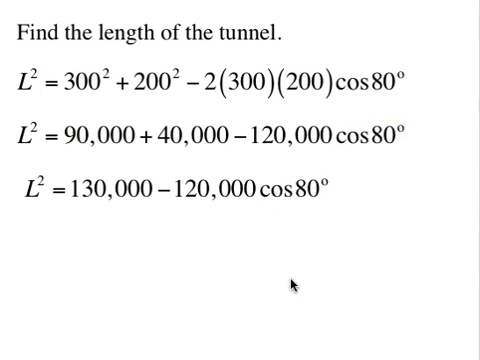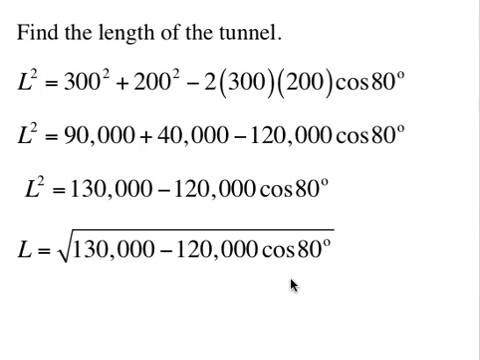90,000 and 40,000, of course, is 130,000. So if I want to solve for L, let's take the square root of both sides, and we get L is the square root of 130,000 minus 120,000 cos 80 degrees. And that will conclude this lesson.